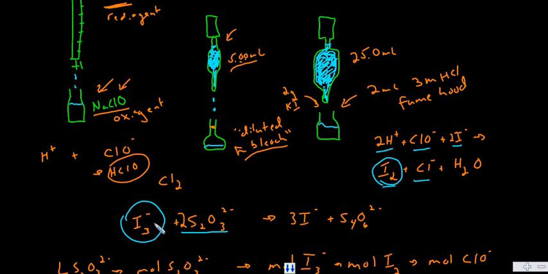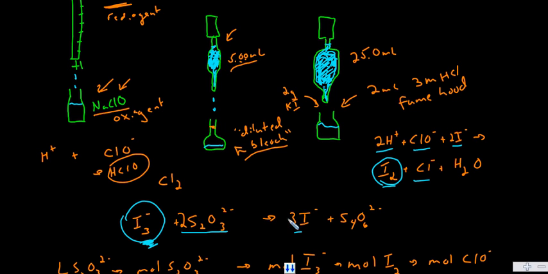Now, I3 minus is a highly colored solution. It's somewhat dark, and so as we add thiosulfate to that I3 minus, the color is going to be reduced as we go ahead and reduce the I3 minus into I minus. So we'll see that the color is changing.